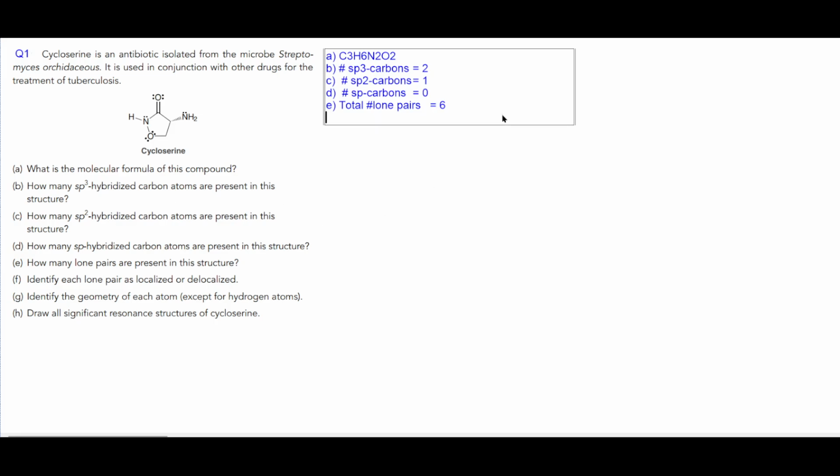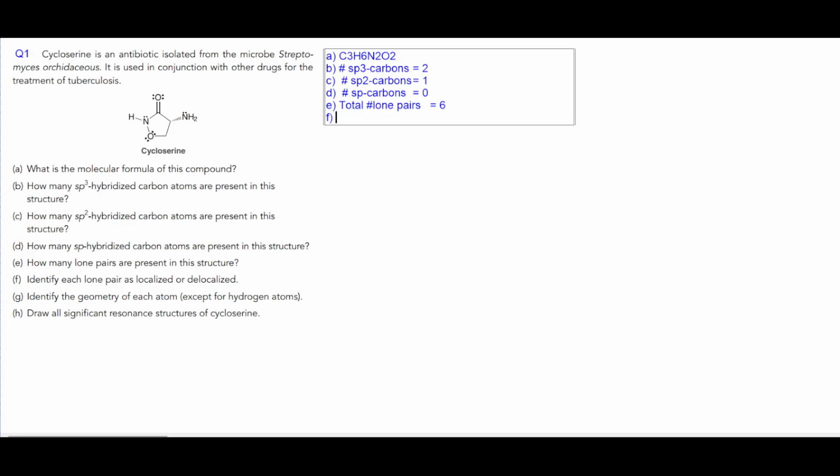Now let's go for F. Identify each lone pair as localized or delocalized. Localized lone pairs are not involved in resonance, whereas delocalized lone pairs are involved in resonance. Only the lone pair on one of the nitrogen atoms is delocalized via resonance because it is next to the pi bond. The other lone pairs are all localized ones.